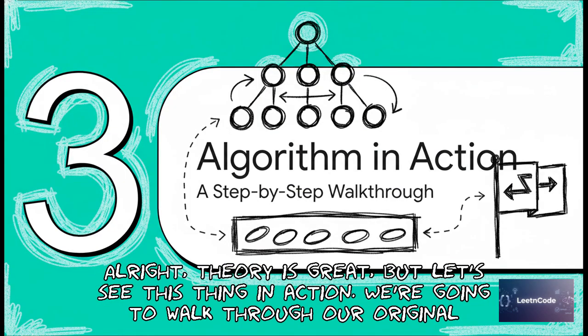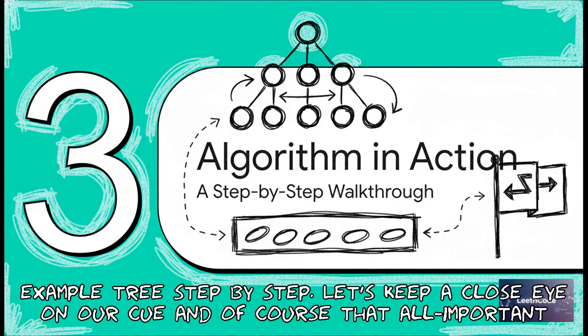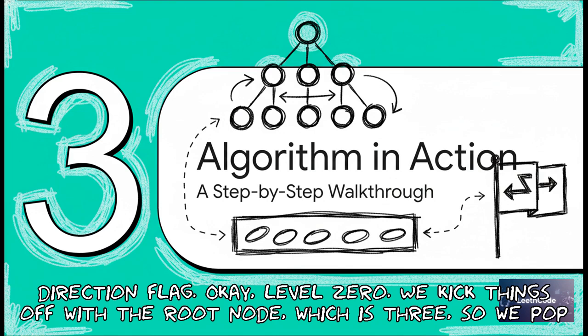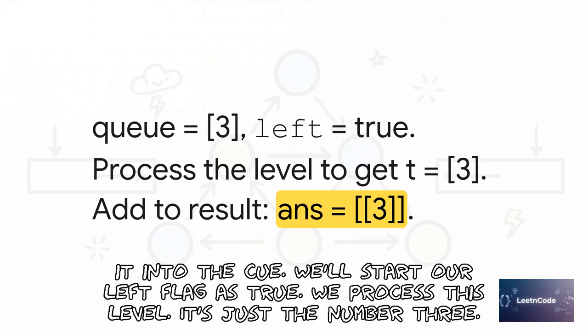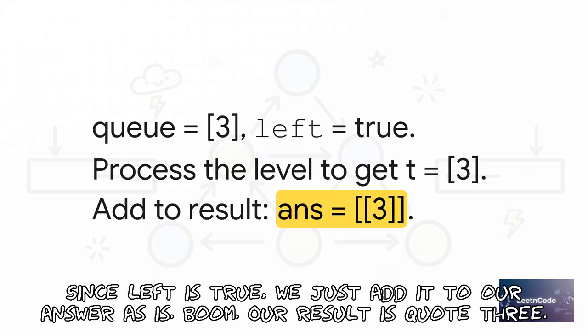All right, theory is great, but let's see this thing in action. We're going to walk through our original example tree step by step. Let's keep a close eye on our queue and, of course, that all-important direction flag. Okay, level 0. We kick things off with the root node, which is 3, so we pop it into the queue. We'll start our left flag as true. We process this level, it's just the number 3. Since left is true, we just add it to our answer as is. Boom, our result is [3].